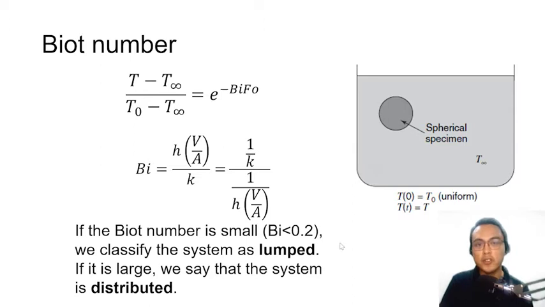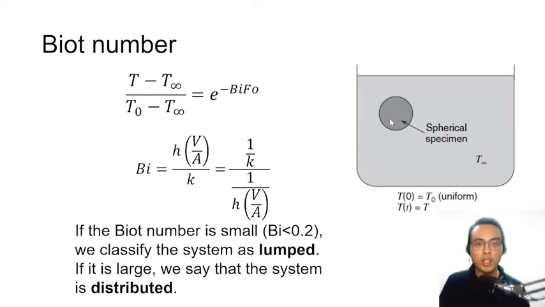Another way of saying that is, if we have this spherical specimen, let's say for example our object is a sphere, and we consider this as a lumped system, that means that at a certain time t, the temperature at the center of the sphere is just the same as the temperature at the surface or at any other point of the sphere. The opposite of that is called a distributed system. In the distributed system, the temperature is a function of both time and position, meaning at a certain time t, the temperature at the center of the sphere is different from the temperature at the other parts of the sphere.